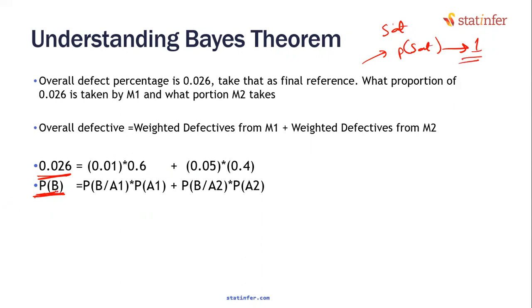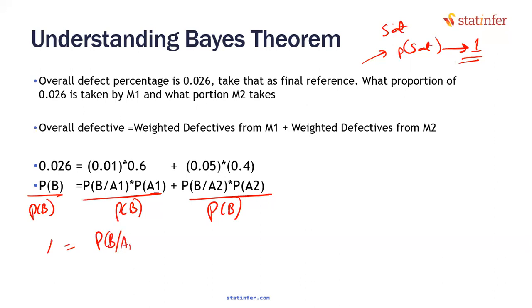So probability of B, probability of defect. We already told it is defect. That means this side is already 1. How do you make this side 1? Divided by probability of B. So 1 is equal to probability of B given A1 into probability of A1, divided by probability of B.